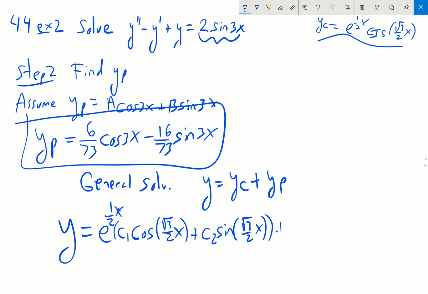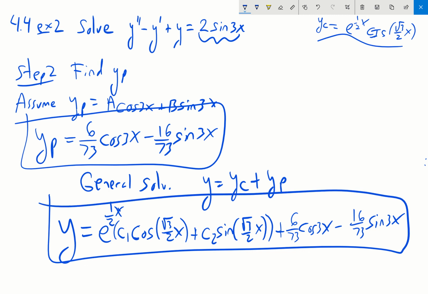That's y complementary plus y particular, which we know is now 6 over 73 cosine of 3x minus 16 over 73 sine of 3x. And so there's our general solution to the differential equation.